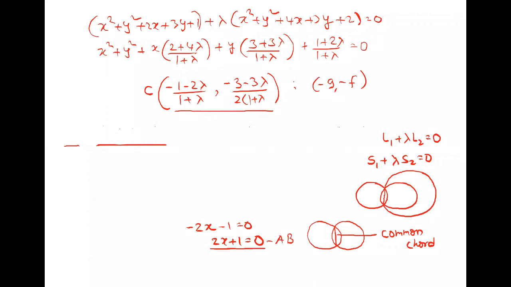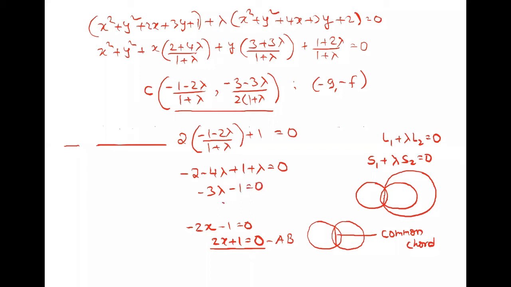AB is the diameter. So it means 2 into minus (1 plus 2 lambda) by (1 plus lambda), plus 1, equal to 0. We get minus 2 minus 4 lambda plus 1 plus lambda equal to 0. We get minus 3 lambda minus 1 equal to 0. So lambda is equal to minus 1 by 3. This lambda value you substitute in the given circle equation, and you get the required circle equation. Any doubt, please ask.